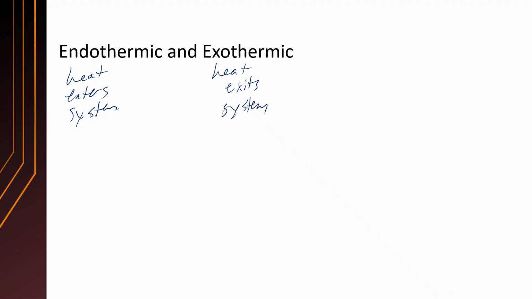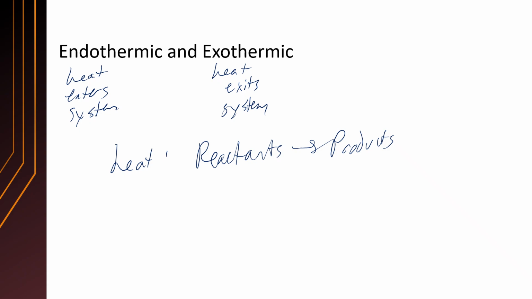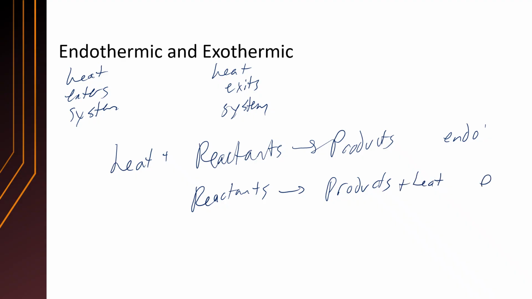And we can show that on a reaction if we have reactants and products. If you have an endothermic process, heat is on the reactant side. So this is endothermic because the heat is entering. Or if heat is being released, exiting the system, then the heat will be shown on the product side, and that would be exothermic.